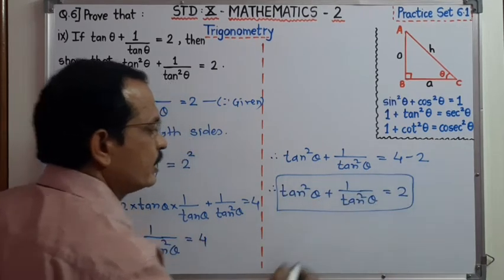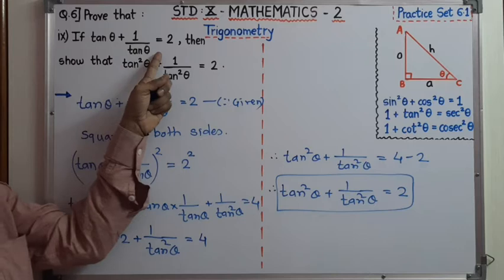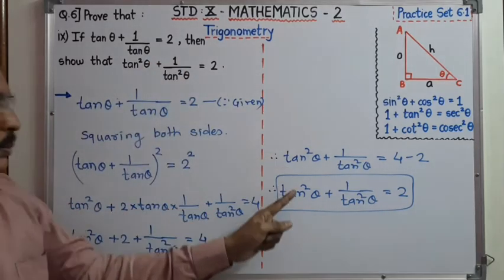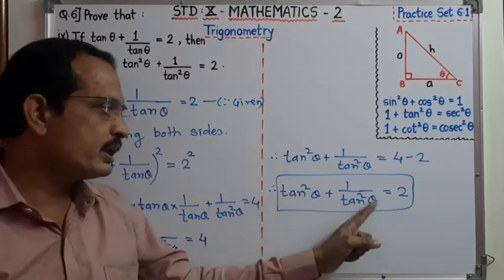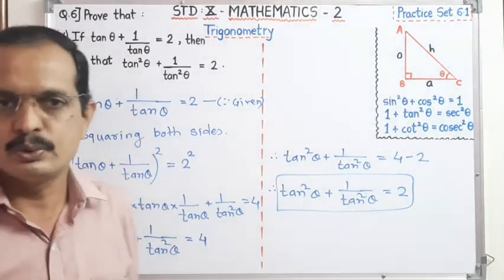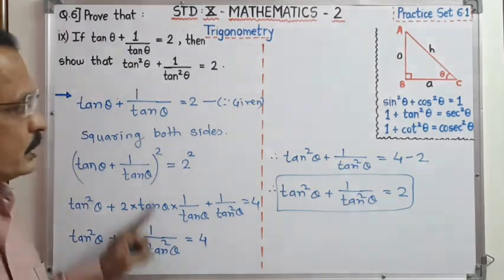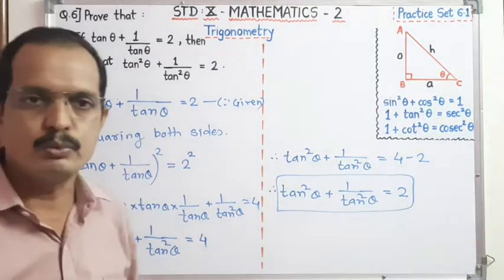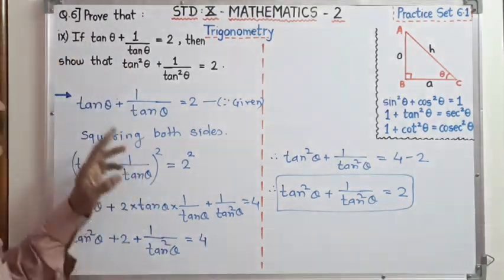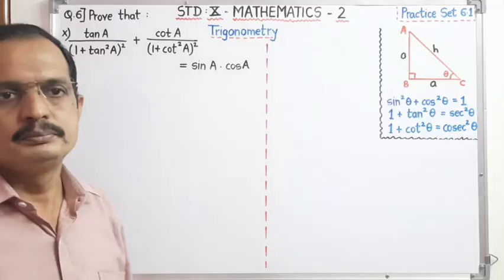Therefore, we show that if tan theta plus 1 upon tan theta is equal to 2, then we prove that tan square theta plus 1 upon tan square theta is also equal to 2. Now, dear student, write down this in your notebook. Now, we have to start with the next one, that is the 10th.